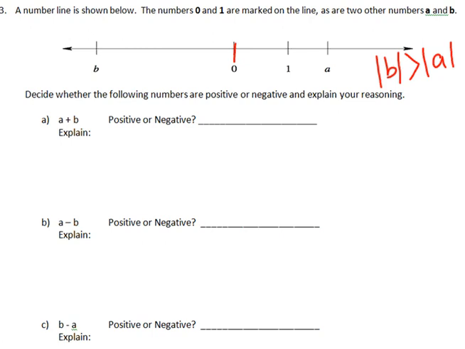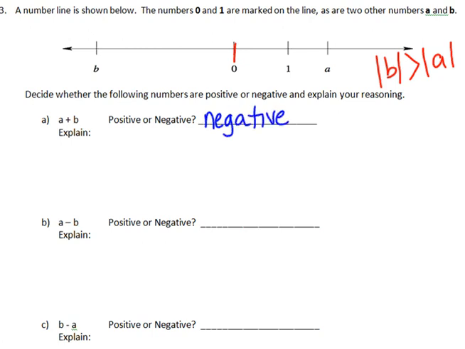Okay, so when we add these, you can kind of go one of 2 ways. You can pick some numbers and estimate what it would be to decide if it's positive or negative, or you can look at the distances from 0. Since B is further from 0, that means that there are more negatives, which means your overall answer when you add a positive and a negative that is further from 0 is going to be negative.